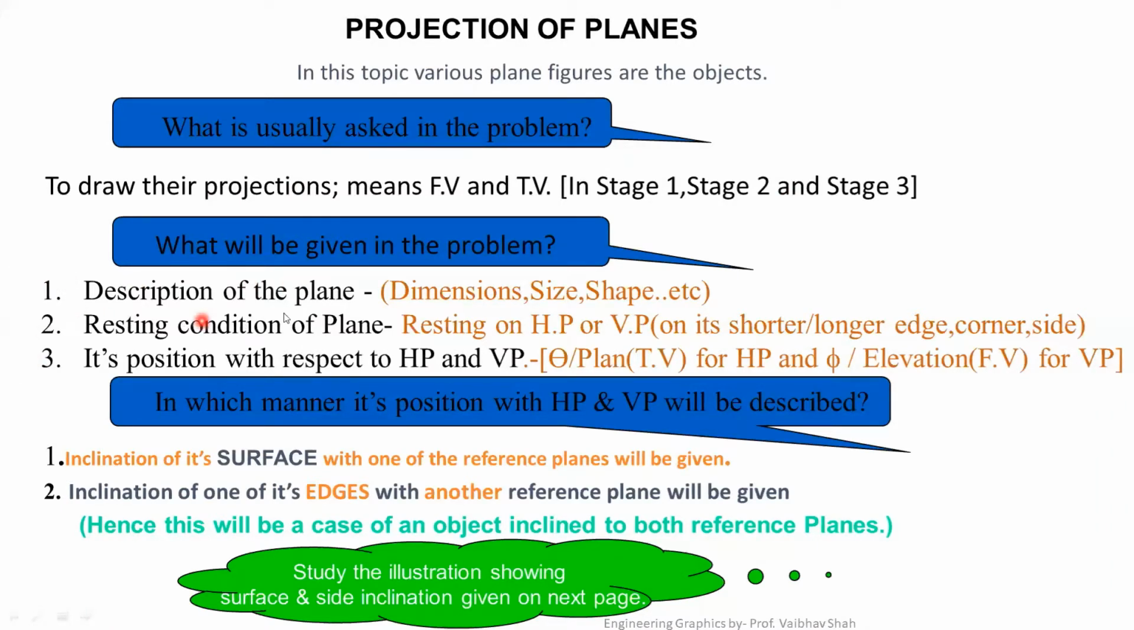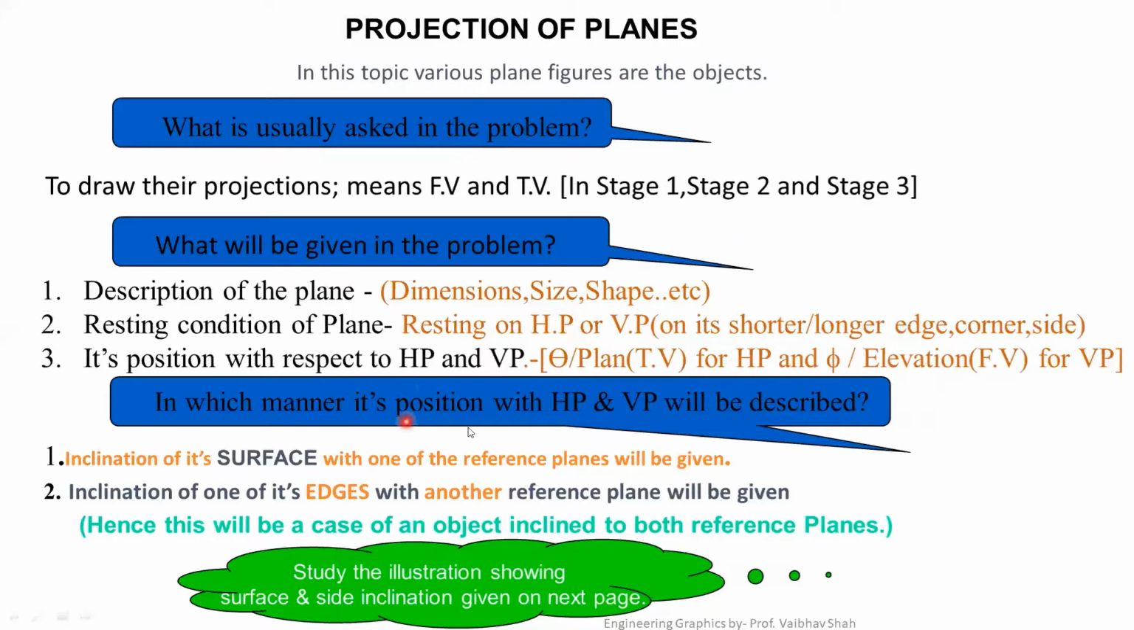First, description of the plane like dimensions, size, and shape of the object. Second, resting condition of a plane like resting on HP or resting on VP on its shorter or longer edge or a corner or a side. Third, its position with respect to HP and VP will be given, like theta, plan, top view would be given for HP, and phi, elevation, front view would be given for VP.